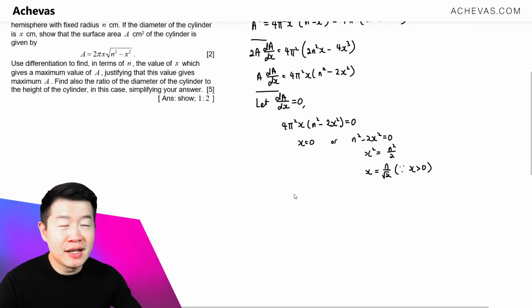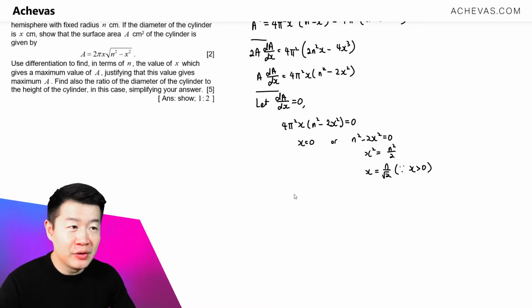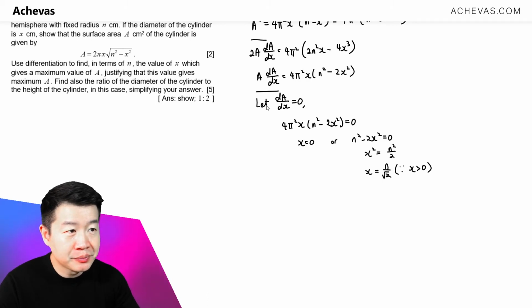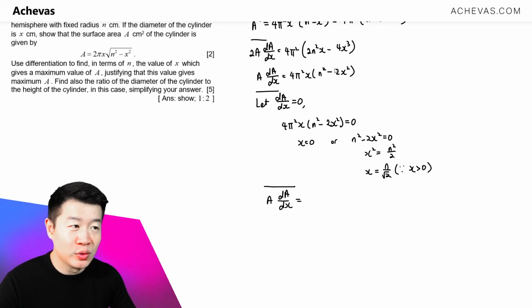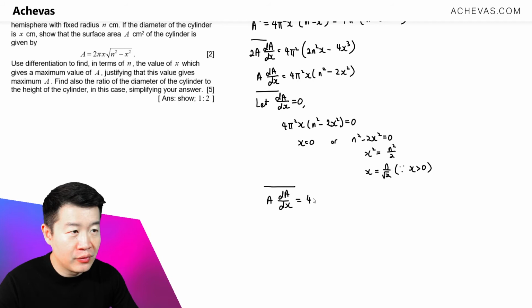So to justify this, I'm going to make use of the second derivative test. So I'm going to try to differentiate this again. And I'm going to differentiate it using this version here. So let me quote it again. We have dA/dx. I'm quoting this. This is equal to, this time I'm going to multiply x back into the bracket here. So we have 4π²n²x minus 2x to the power of 3.